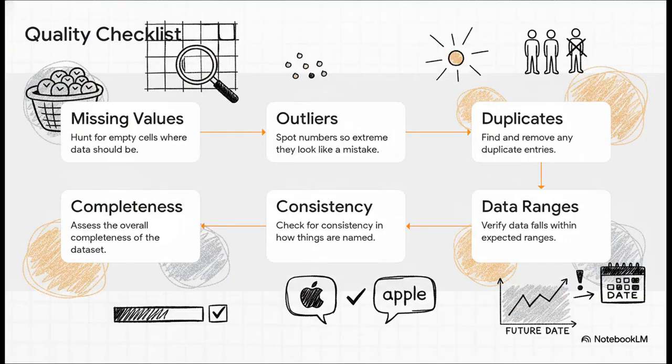And every good detective needs a toolkit, right? Well, here's ours, a simple 6-point quality check. We're going to hunt for missing values, empty cells. Then we'll spot outliers, which are basically numbers that are so wild they just have to be a mistake. We'll find and get rid of any duplicate rows. We'll check the data ranges, to make sure there are no dates from the year 3000. And finally, we'll check for consistency and make sure the whole data set feels complete.